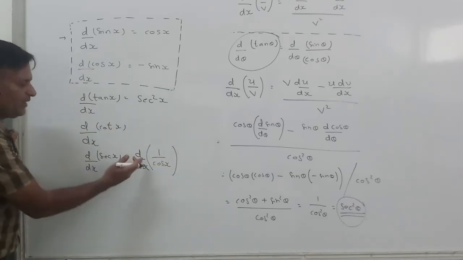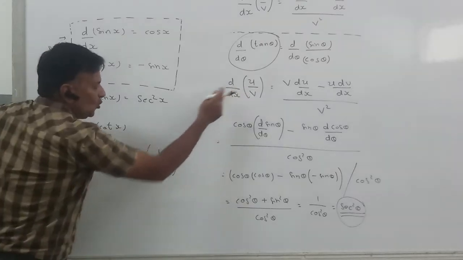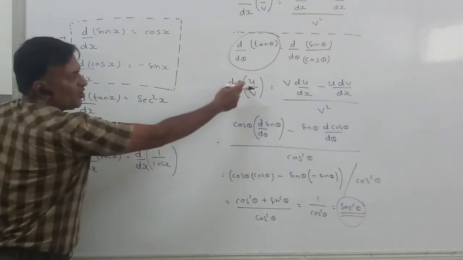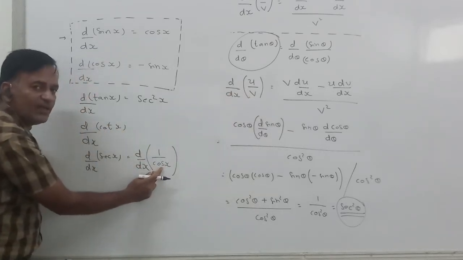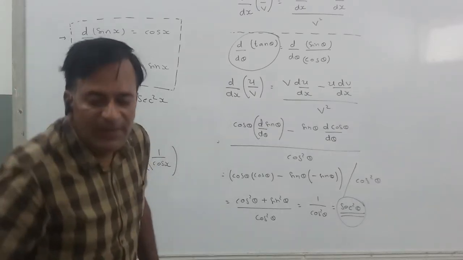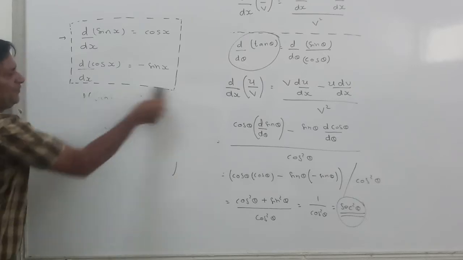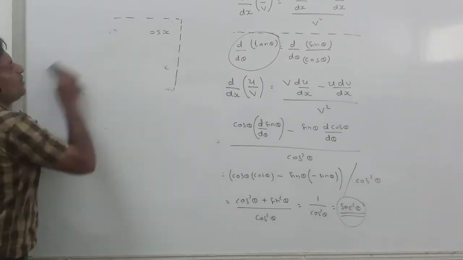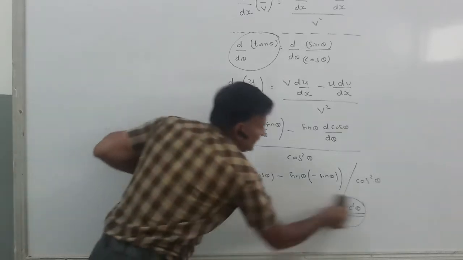And what is to be done from here? Simply apply this rule to this function. Instead of u, you will have 1. Instead of v, you will have cos x. There are a few questions given in the sheet. You will be required to solve those questions. So go ahead. This is all going to be fun and somewhat challenging also.